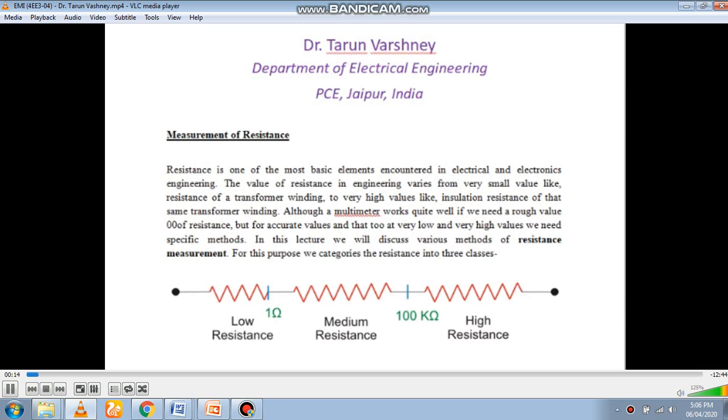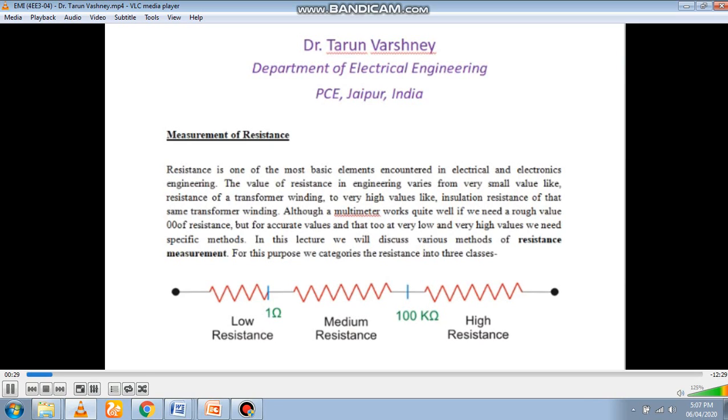Today we will see the measurement of resistance, which comes in Unit 4 of Electronic Measurement and Instrumentation, a subject of the 4th semester of Electrical Engineering.